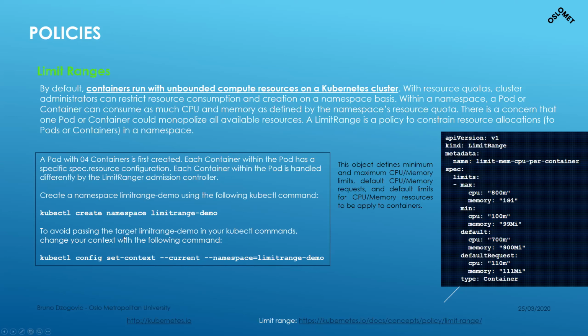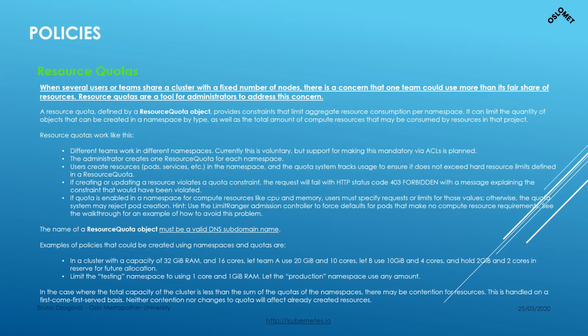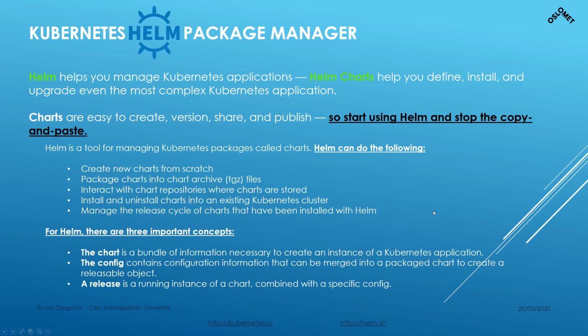So to avoid passing the target limitation demo in your kubectl commands, you can change your context like this. So yeah, this is a very small example. Then you can also use resource quotas. This is when you have different users and teams, they will share a cluster with a fixed number of nodes, so you can share the resources between them.